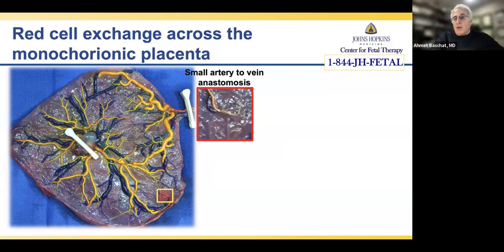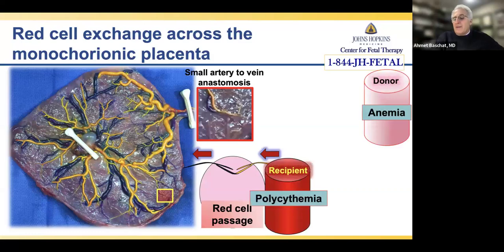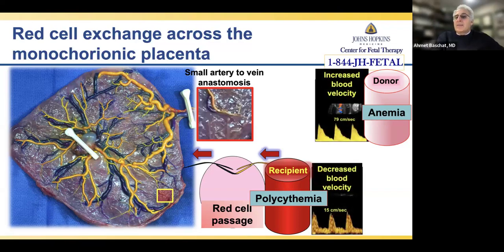When there are small artery to vein anastomoses, these connections are more direct and nearer the surface, and they predispose to unilateral red cell passage from one twin to the other. The clinical picture that arises from that is different from TTTS in that one baby loses red cells and becomes anemic, while the other baby becomes polycythemic. The clinical findings are different.